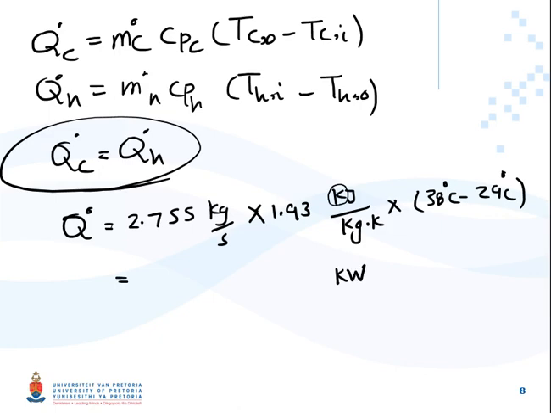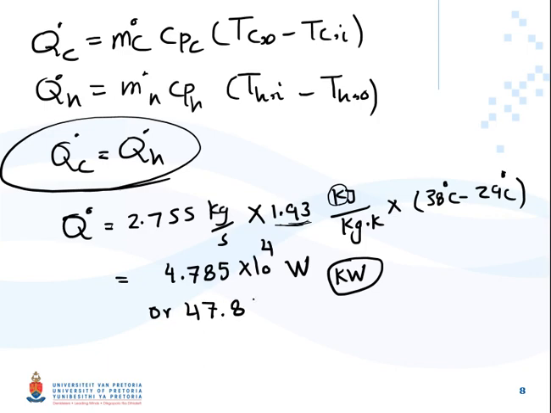Otherwise you need to multiply it by 1000 to make it joules, so that at the end the unit is watts. So basically it will be 4.785 multiplied by 10 to the power of 4 watts, or 47.85 kilowatts.